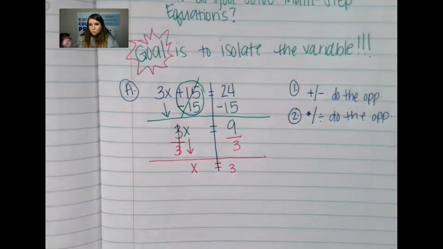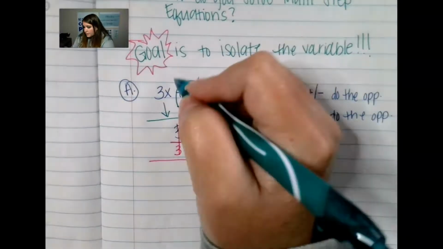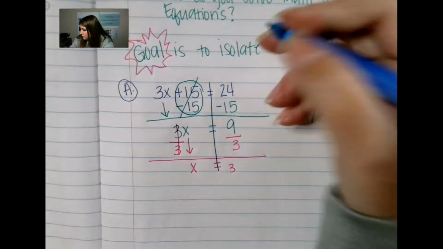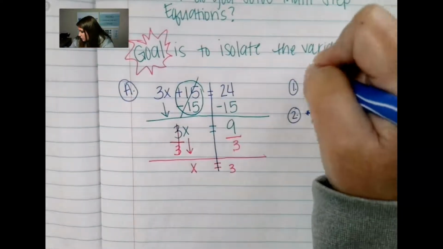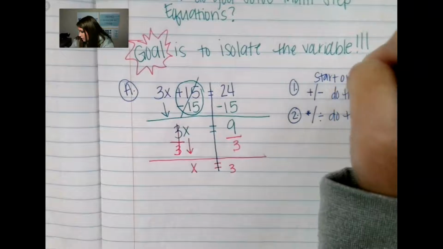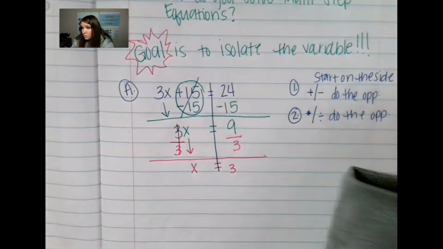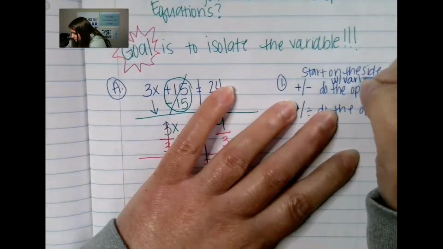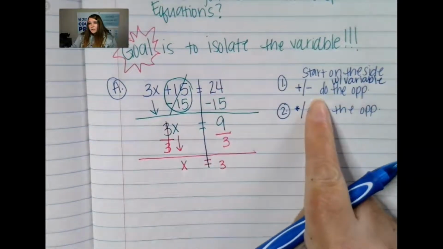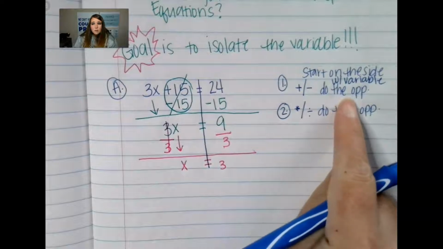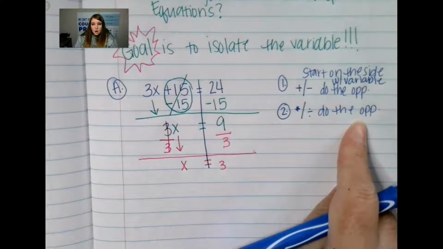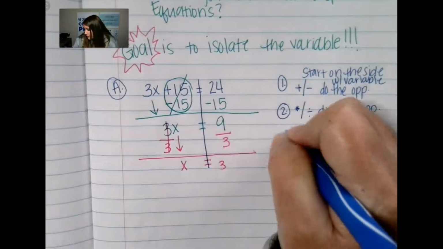So I had to, one, start on the side with the variable. Okay, so we always start on the side with the variable. Let's put that in here. Start on the side with the variable. Okay, then we either look at addition or subtraction and do the opposite. And then we do multiplication or division, but do the opposite so that we can isolate the variable.